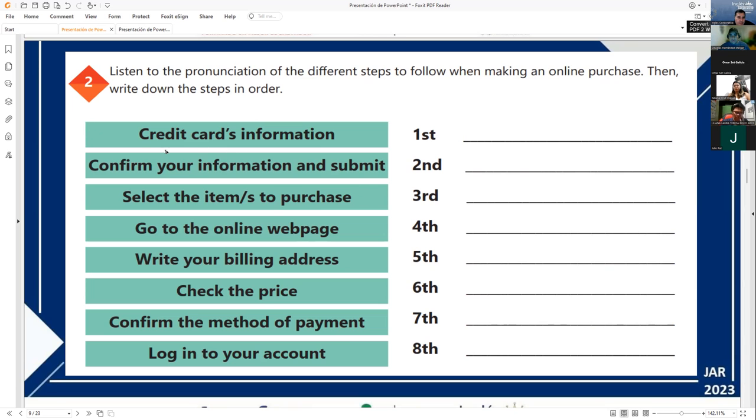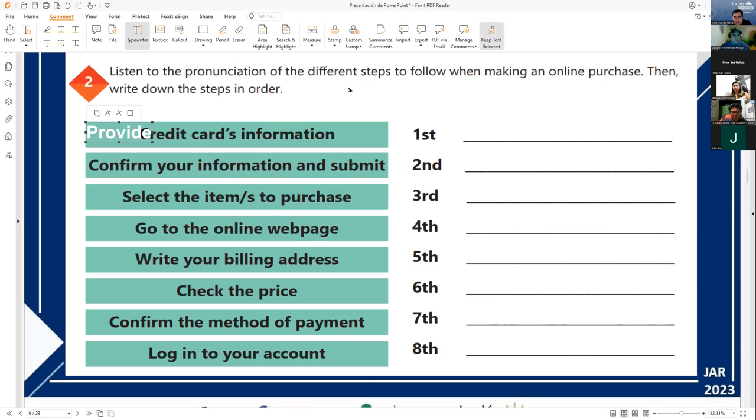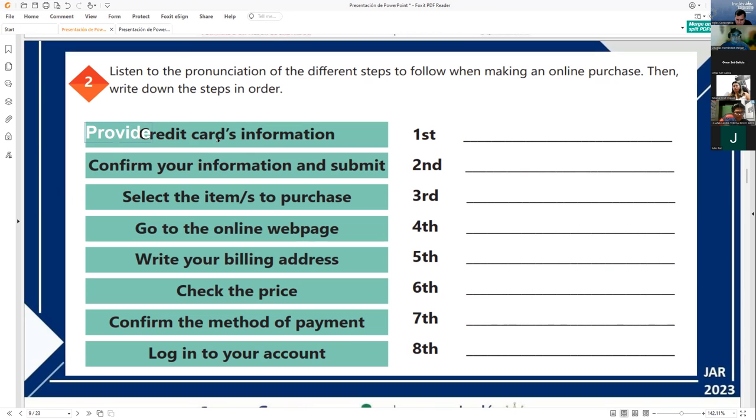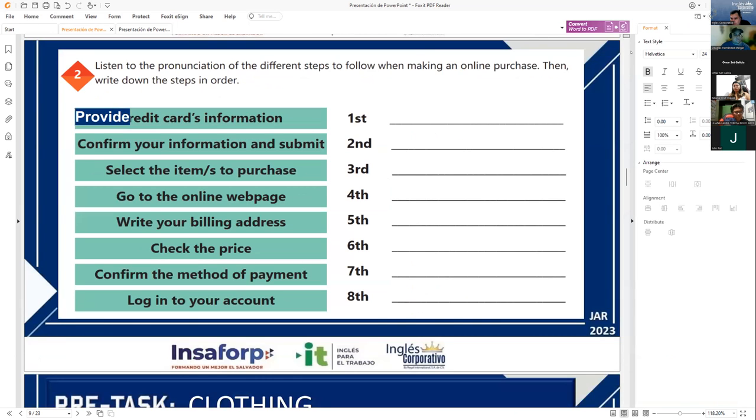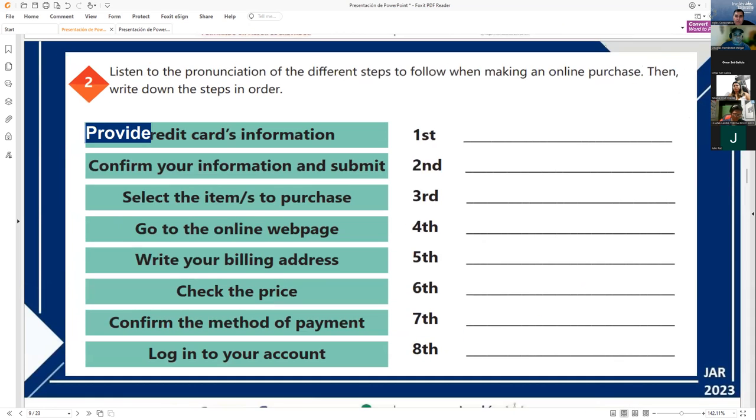Provide credit cards information. First, say provide. When is provide, teacher? To provide is when you give. For example, people who work with services, they provide a service. They give a service. So in this case, provide.